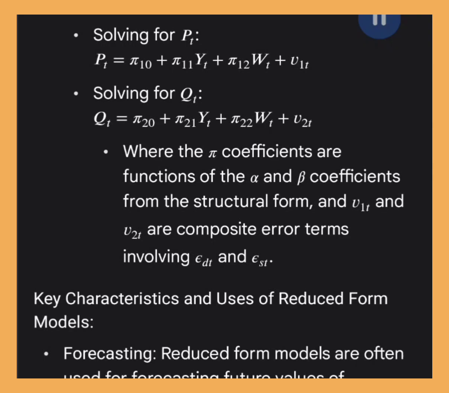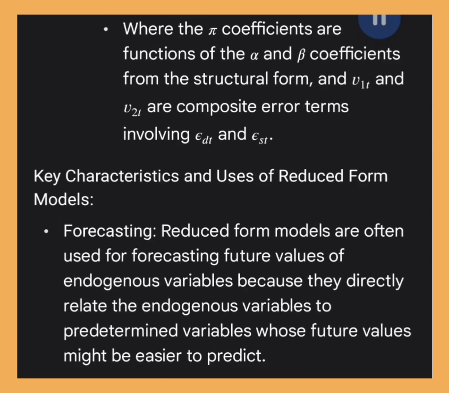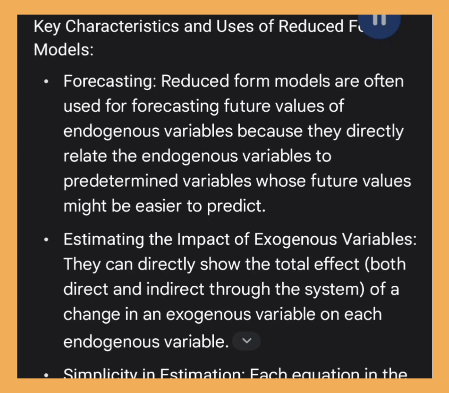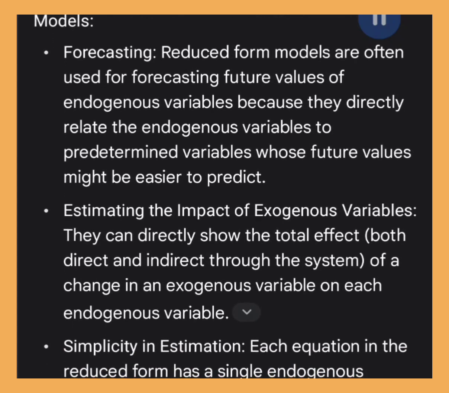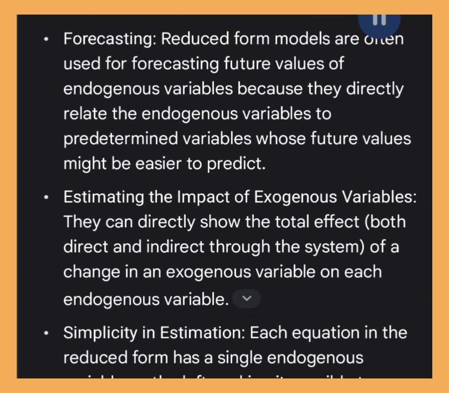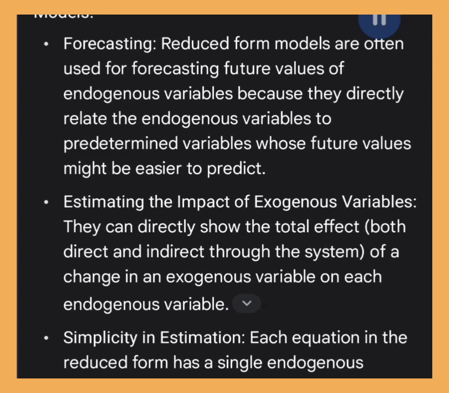Key characteristics and uses of reduced form models. Forecasting. Reduced form models are often used for forecasting future values of endogenous variables because they directly relate the endogenous variables to predetermined variables whose future values might be easier to predict. Estimating the impact of exogenous variables: they can directly show the total effect, both direct and indirect through the system, of a change in an exogenous variable on each endogenous variable.